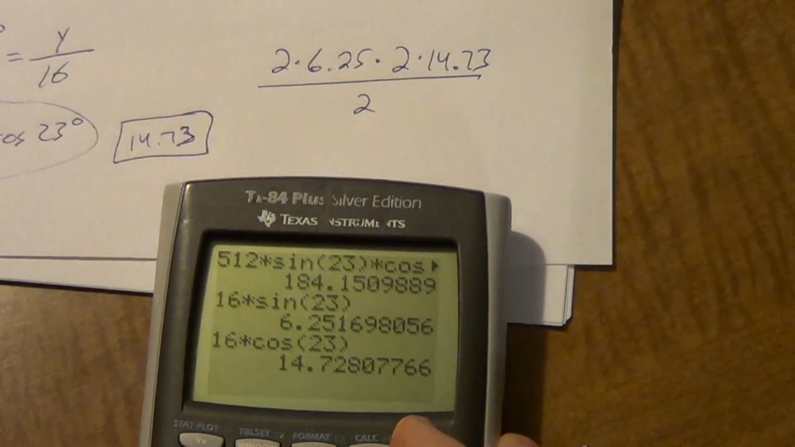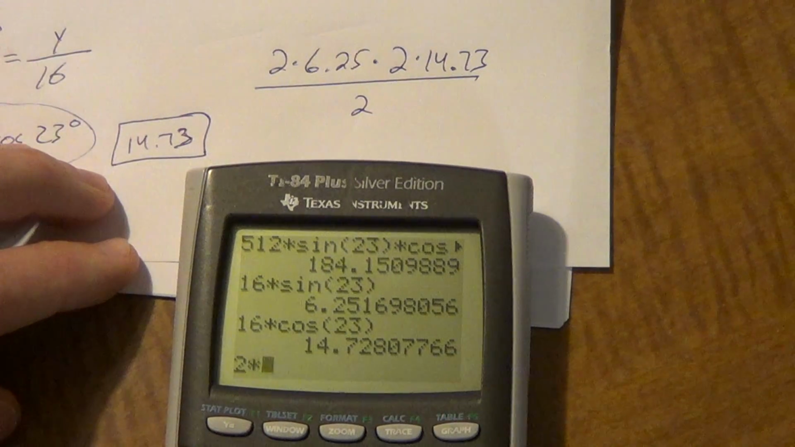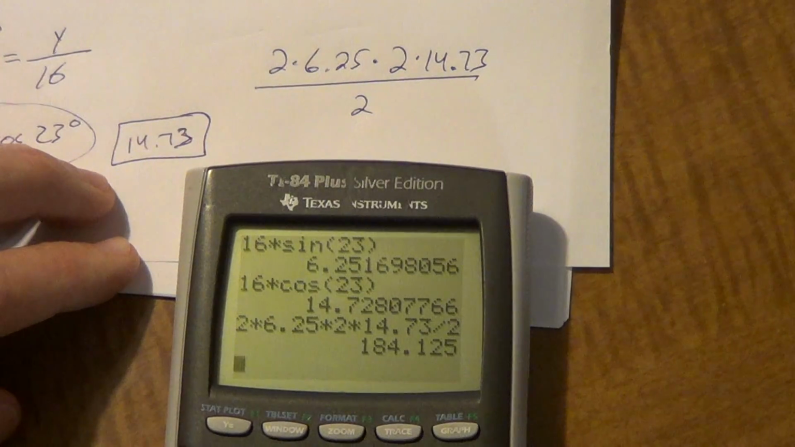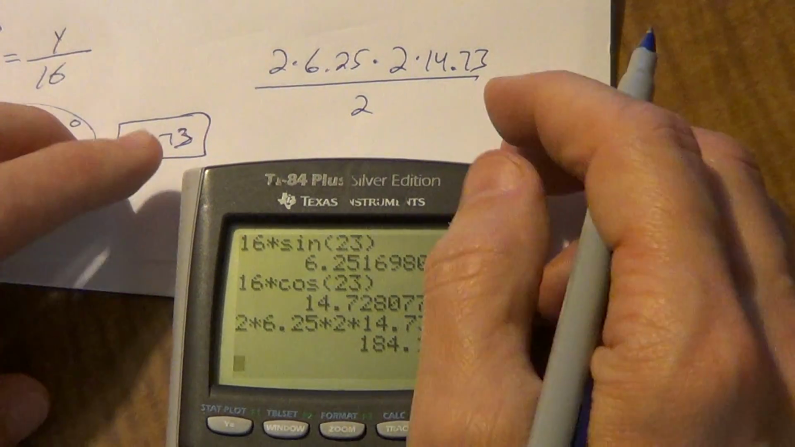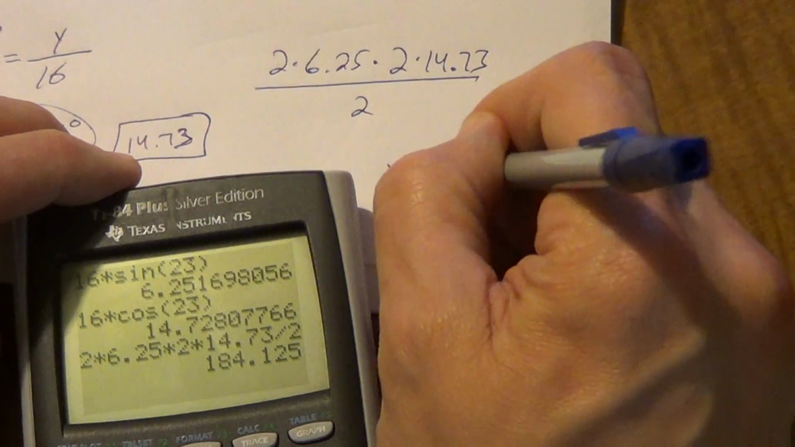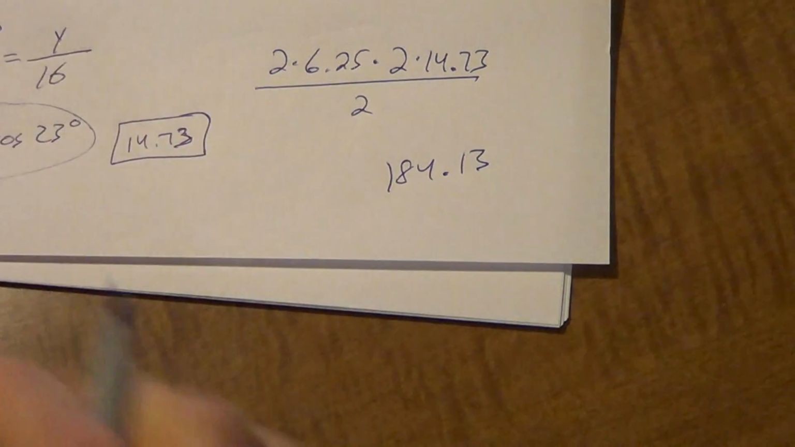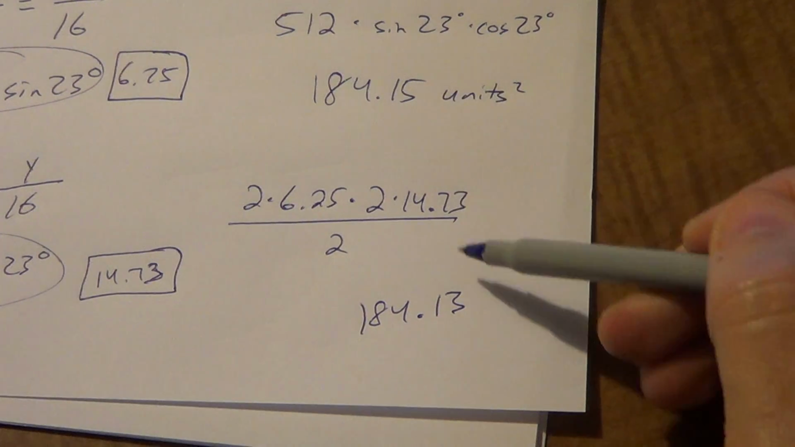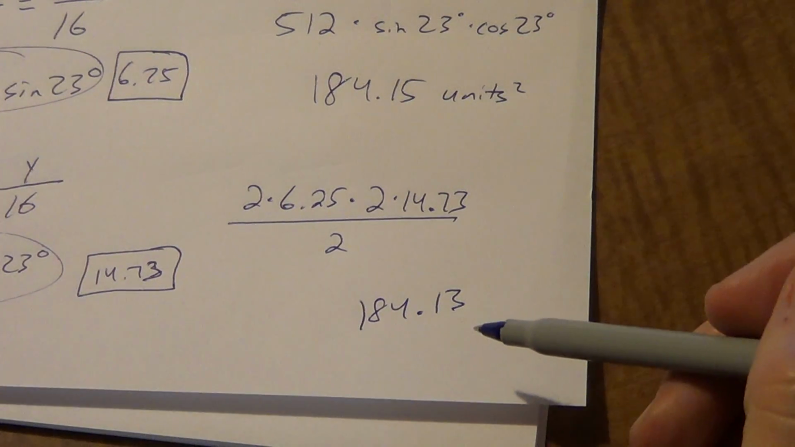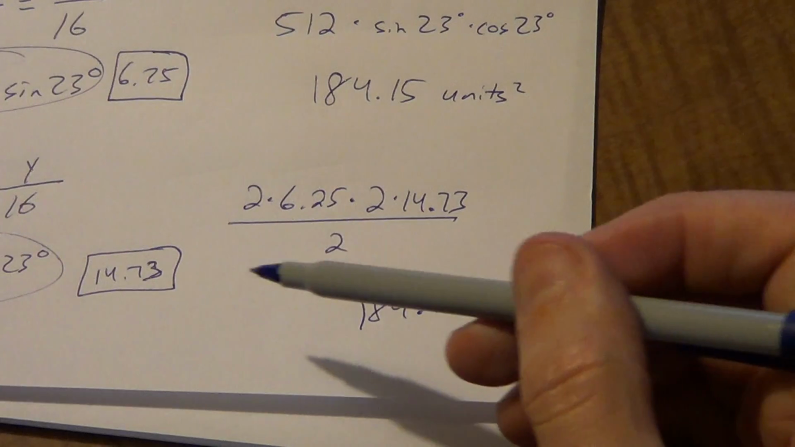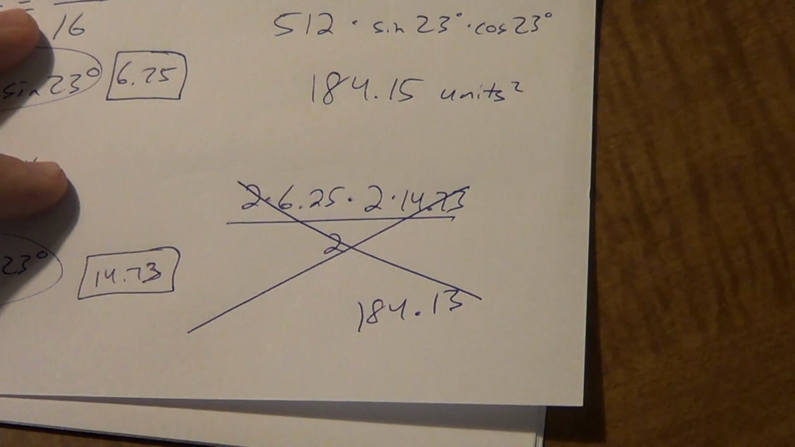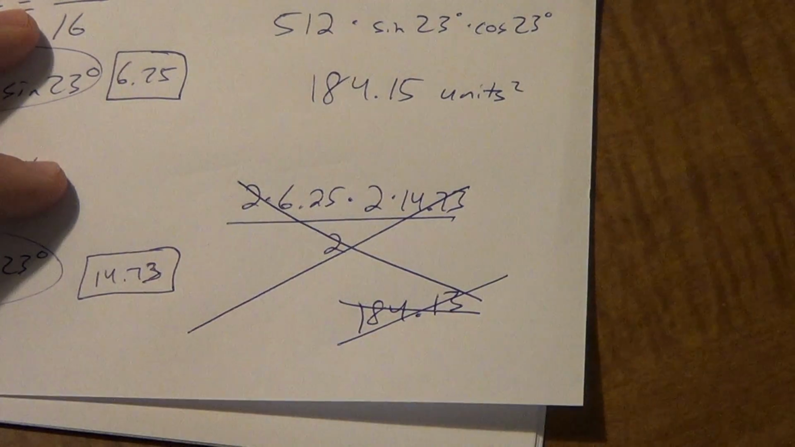And I'm going to type that into my calculator. 2 times 6.25 times 2 times 14.73 divided by 2, enter. 184.125, which would round to 184.13 if we wanted to round it off. Do you see the problem? That's the better answer. That's the worse answer. All right? Don't round early. You'll get it marked wrong.